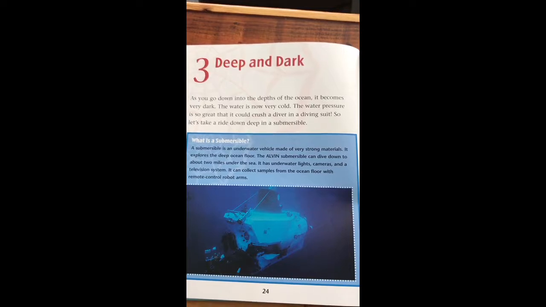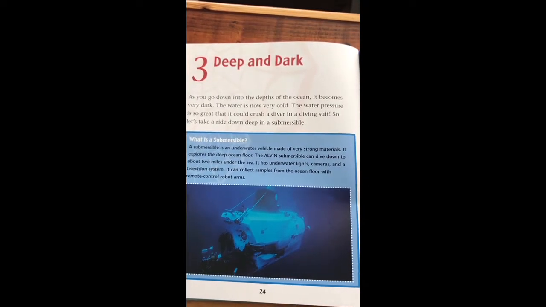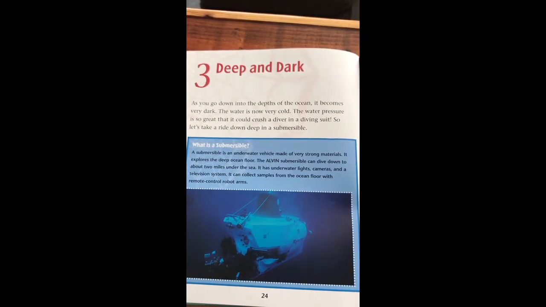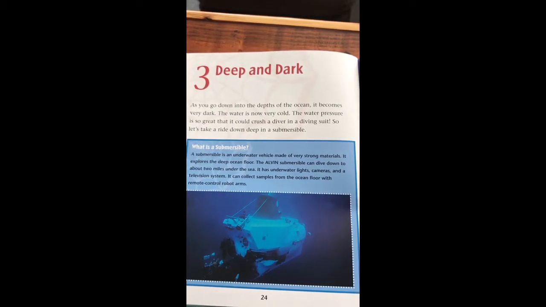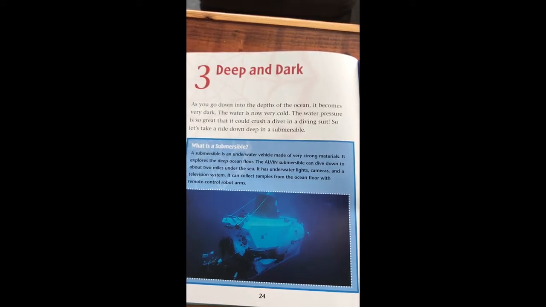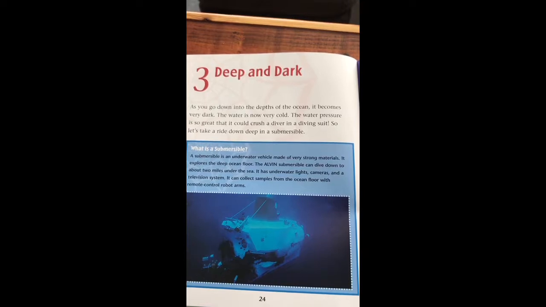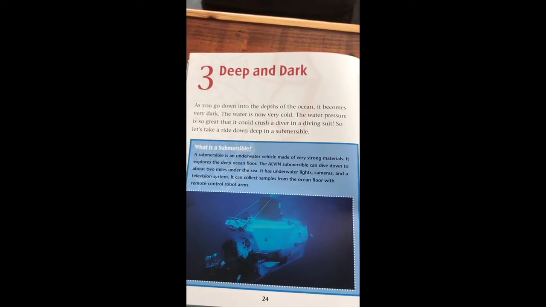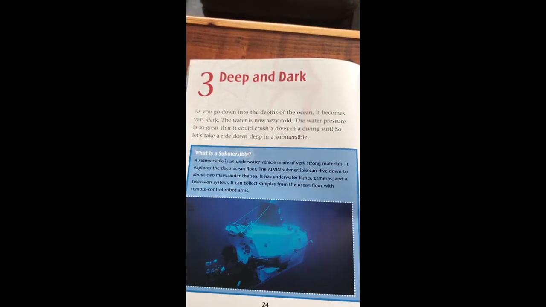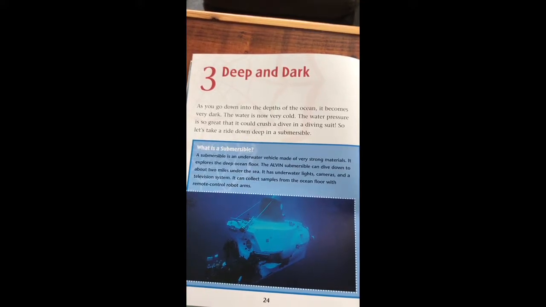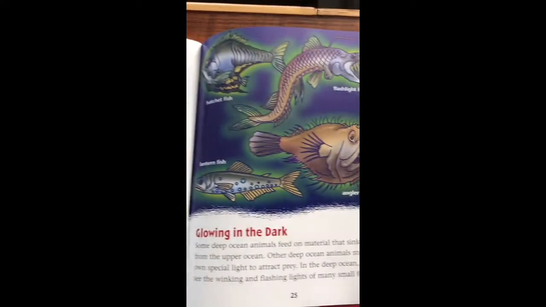What is a submersible? A submersible is an underwater vehicle made of a very strong material. It explores the deep ocean floor. The Alvin submersible can dive down to about 2 miles under the sea. It has underwater lights, cameras, and a television system. It can collect samples from the ocean floor with remote control robot arms.